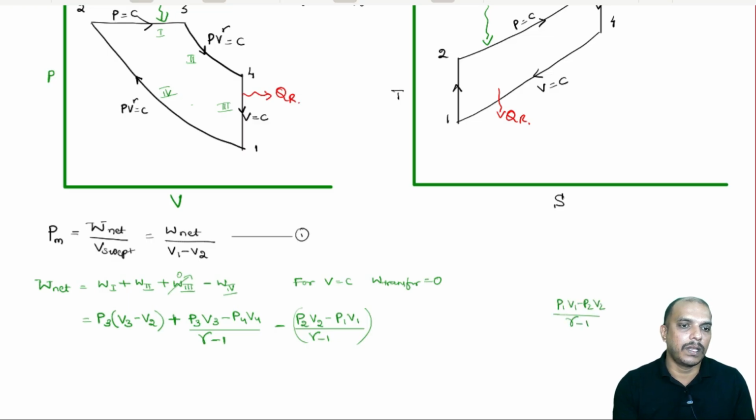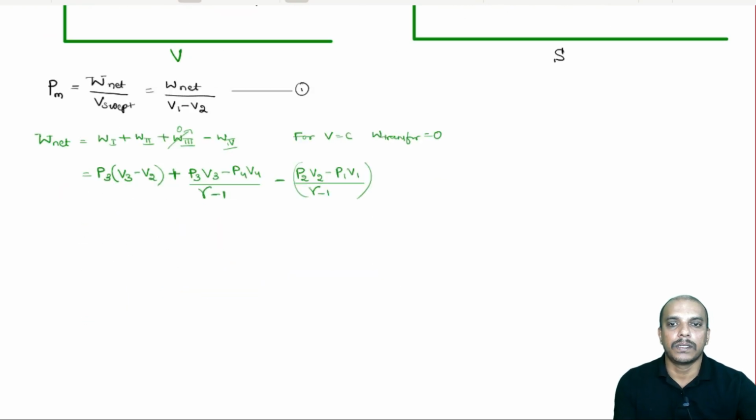This term gives us the work transfer, whether positive or negative. Actually, this will be negative because it is compression, but I have already used the negative sign here, so I do not want to keep it negative again. In order to make this positive, I use P2 V2 minus P1 V1 by gamma minus 1. So, that is what we have done for the expression.